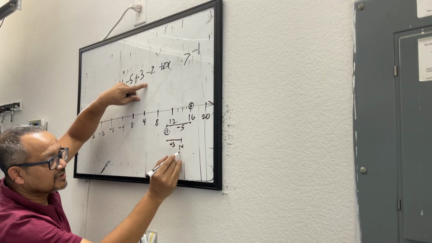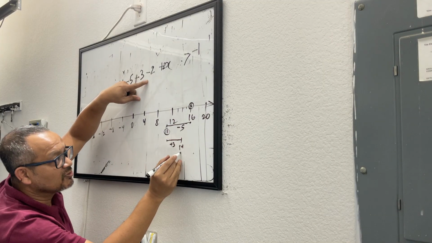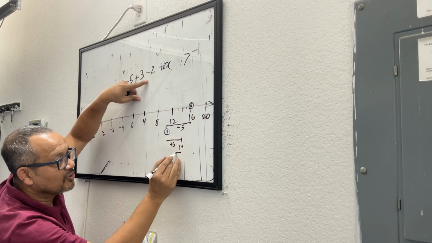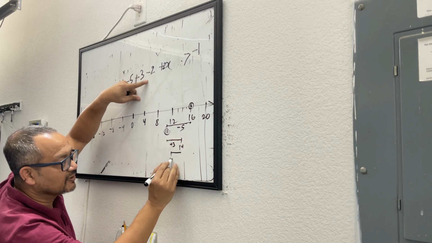Minus 2. So I'm again moving 2 points back. 14 to 12. I came all the way to 12 again. Minus 2. Okay.